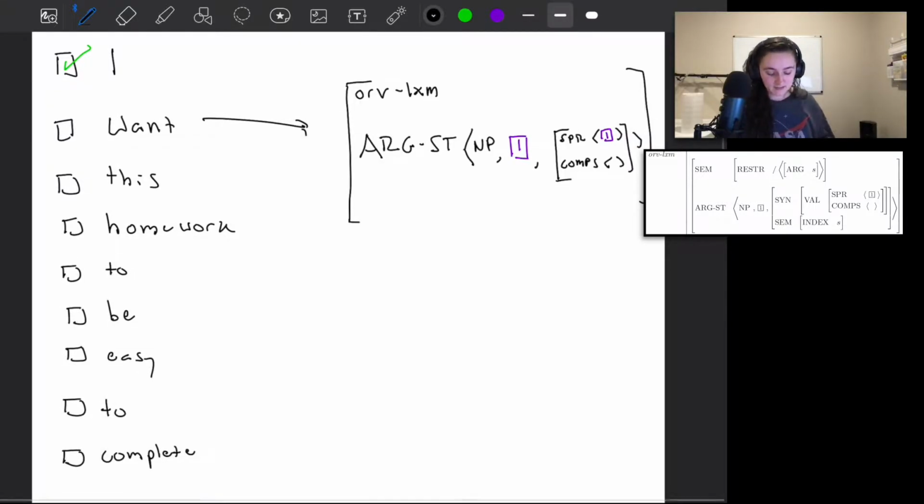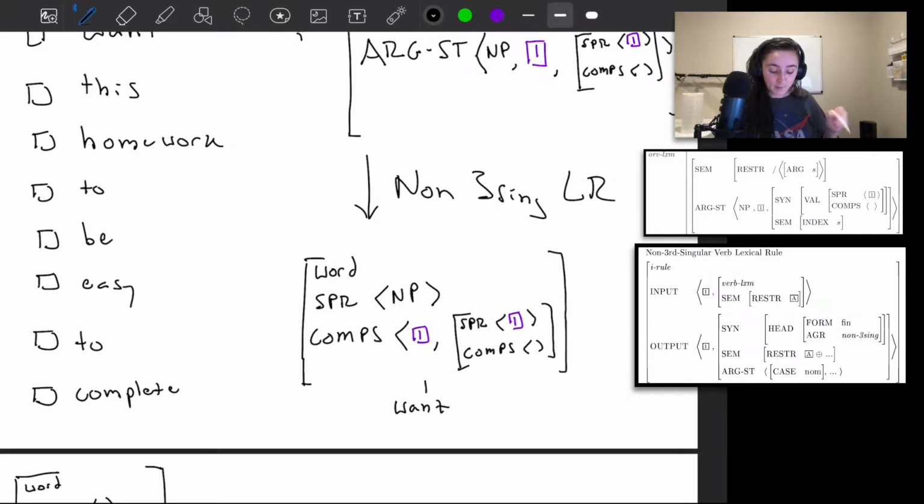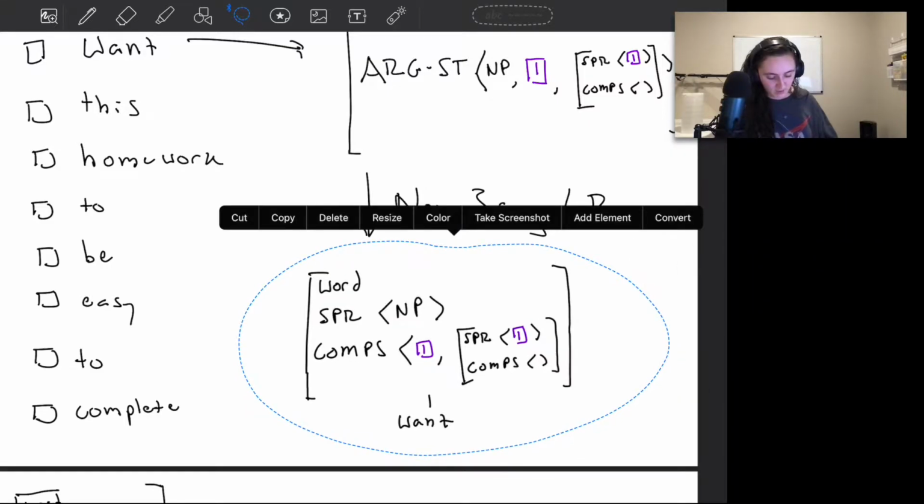And that type tells us that there are three things on the argument structure. The first thing is a noun phrase. The second thing is identified with the specifier of the third thing. And then given the sentence we're working with, we're going to want to go through the non-third person singular lexical rule. And the ARP will map these things on the argument structure onto specifier and comps. And we've got our word structure for want, which can go in our word bank.